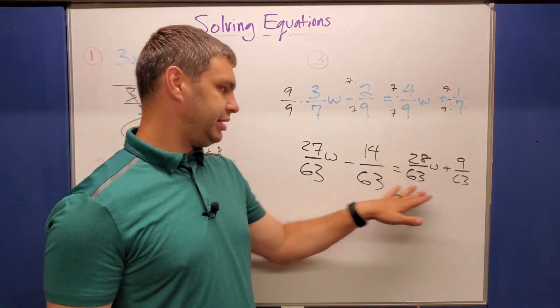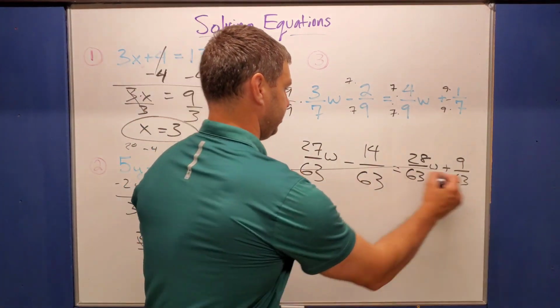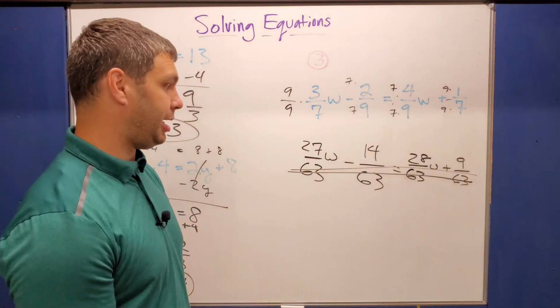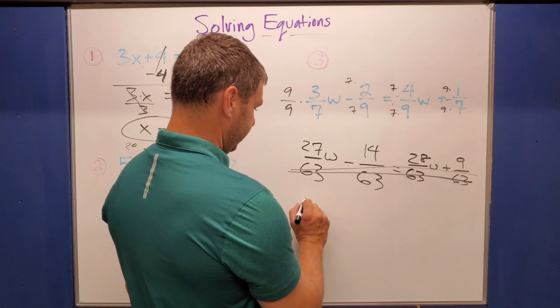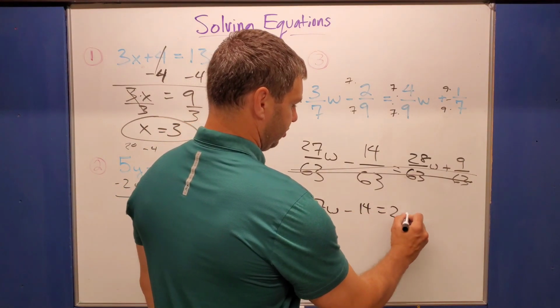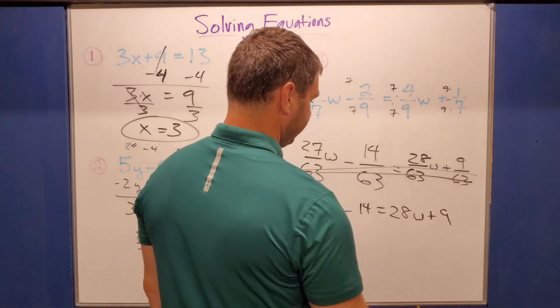Okay, so why does that help us now? Because if they all have 63s on the bottom, we can essentially cross out the denominator and just work with the top. So on top now, what I have is 27w minus 14 equals 28w plus 9.